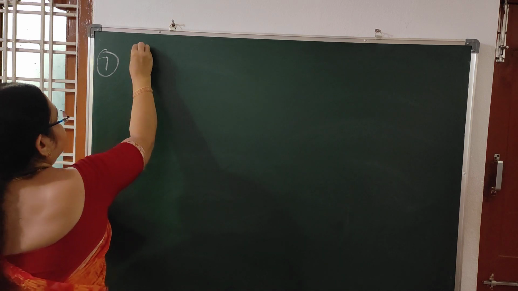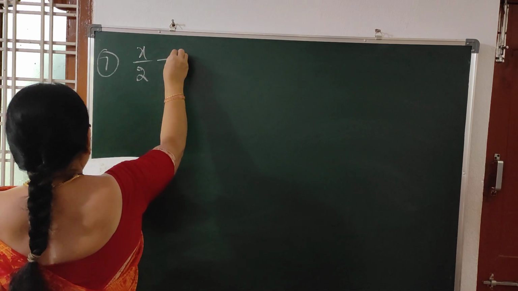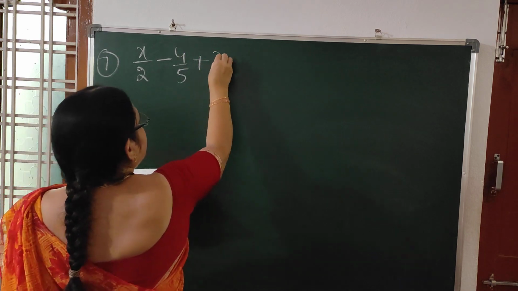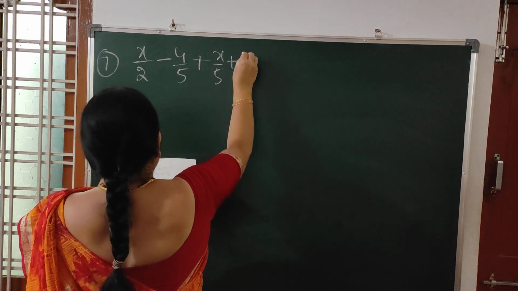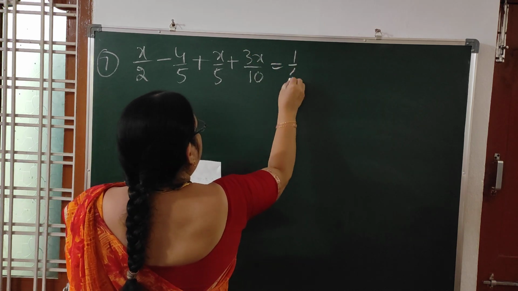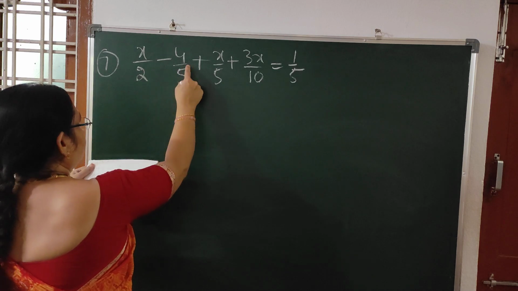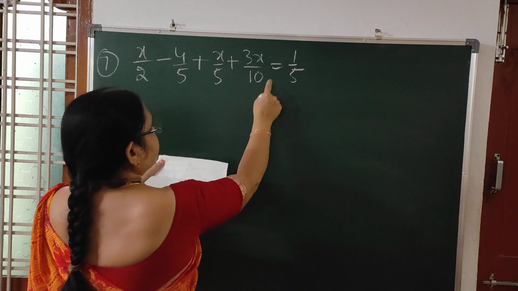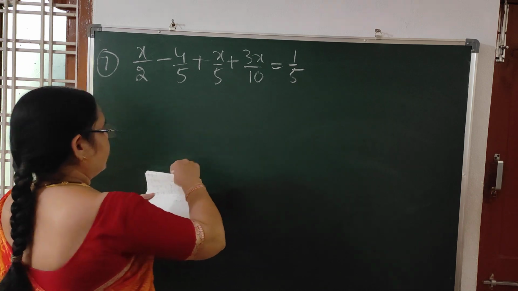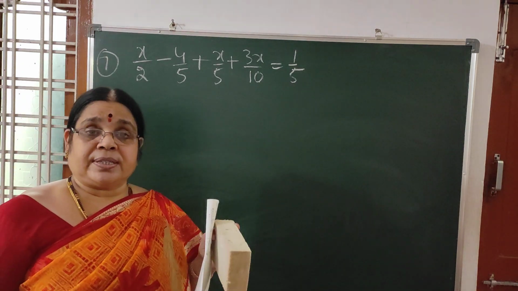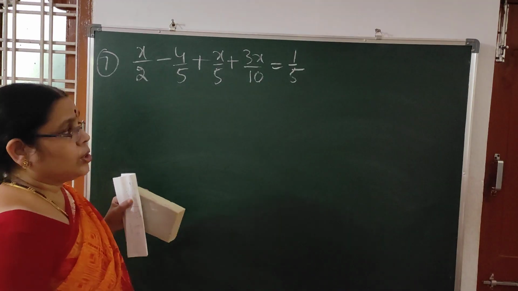x by 2 minus 4 by 5 plus x by 5 plus 3x by 10 is equal to 1 by 5. x by 2 minus 4 by 5 plus x by 5 plus 3x by 10 is equal to 1 by 5. See, in RD you will have big equations. Now how to solve this?